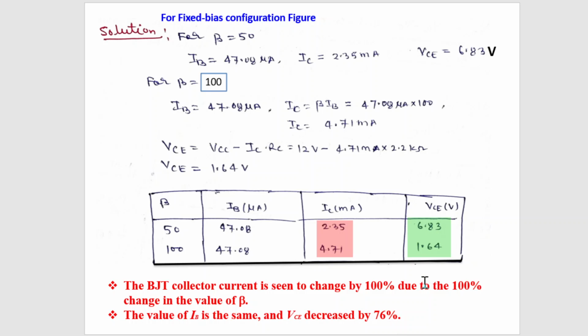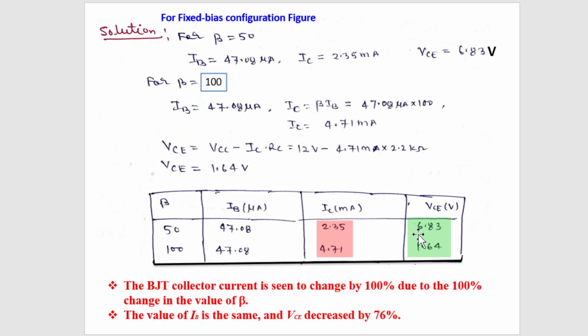So in fixed bias configuration, if you change beta by 100%, collector current will change 100%, base current will remain the same, and collector emitter voltage will decrease 76%. That means if these IC and VCE are the Q point, just by changing the beta value, your Q point is changing.